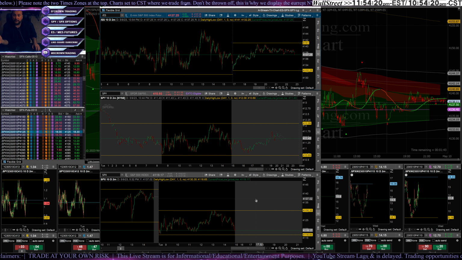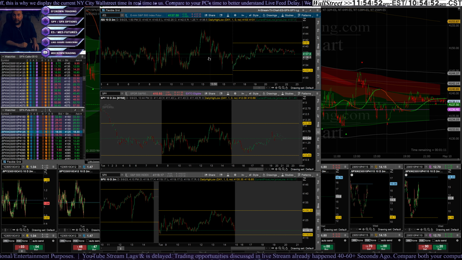SPY options only trade during market session, but the chart charts around the clock. It does close for maybe about an hour or so at night, but then it continues on its own. The one that charts the most and for the longest period of time is the ES, which we have on top.